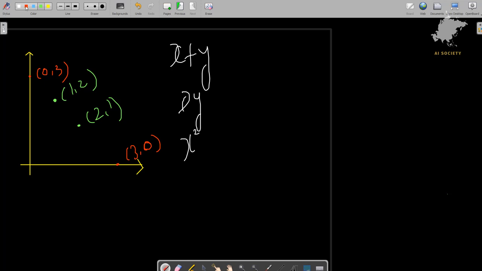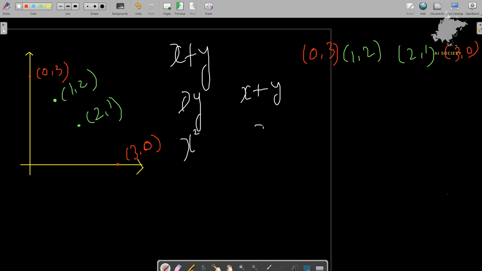And now if we make a table out of this, that means this is 0, 3, and we are going to have 3, 0, and we are going to have 1, 2, and 2, 1. These are the four data points we have, and we have the equations x plus y, xy, and x square. These are the three equations we have. So let's try to implement these. For x plus y, 0, 3 is going to be 3, 3, 0 is going to be 3, and for 1, 2 it is going to be 3, and 2, 1 is going to be 3 simply, right?